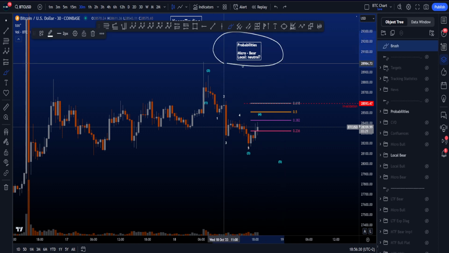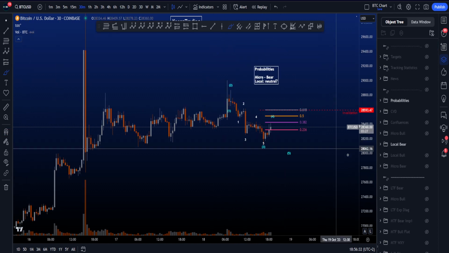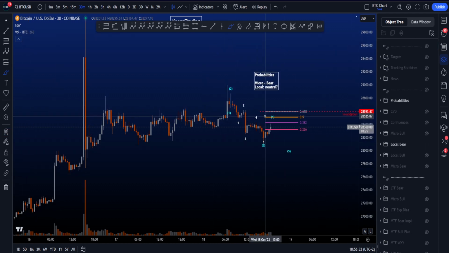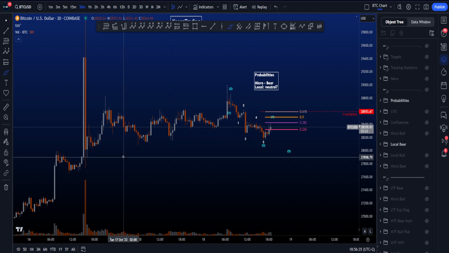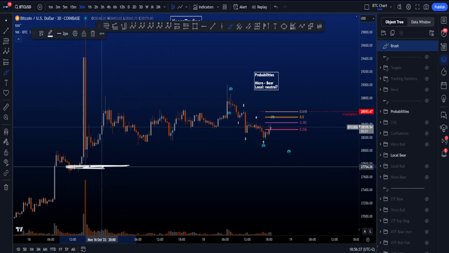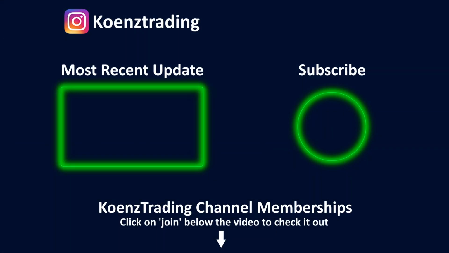But all in all, on the micro, which is important, a bit zoomed out, higher time frame, probabilities are higher in both of the scenarios to move to the downside and at least take this low over here. So even though the probabilities locally might be a bit confusing, I hope this video was helpful or valuable to you.